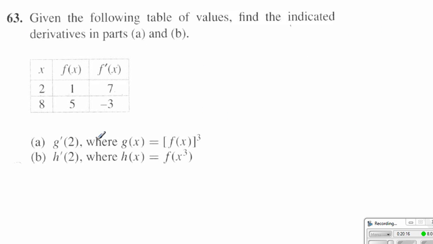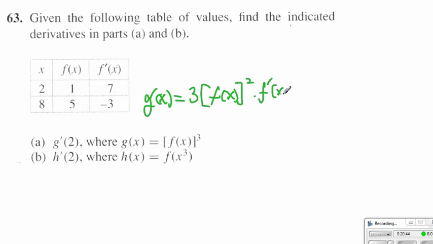This is the given values, where we need to find g prime of 2. Given that g of x is equal to this, then g prime of x, by the chain rule, 3 comes out, and f of x squared, and then by the chain rule we have to multiply by f prime of x. Now, the fact that we are looking at 2 in place of x, so g prime of 2 becomes 3 times f of 2. Notice this is just f of 2, not f prime of 2, multiplied by this, which will be f prime of 2.